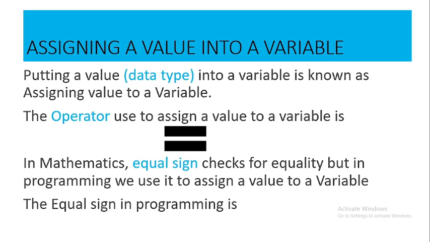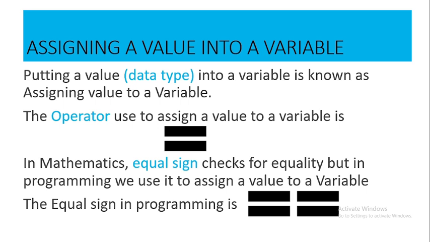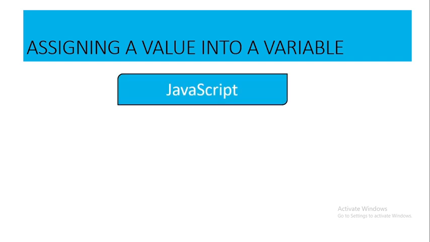So the equality operator in programming language is the double equal sign. If we want to check for equality, just like we do in mathematics with the single equal sign, under programming, we use the double equal sign to perform such a task. So if you want to check if the left-hand side is equal to the right-hand side, we use the double equal sign. So let's look at how we assign a value to a variable in the JavaScript programming language.